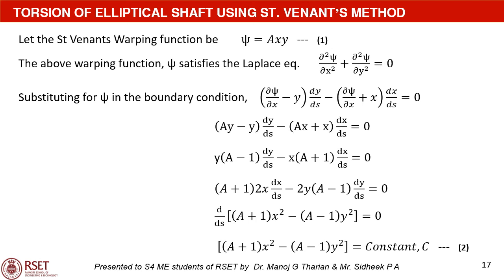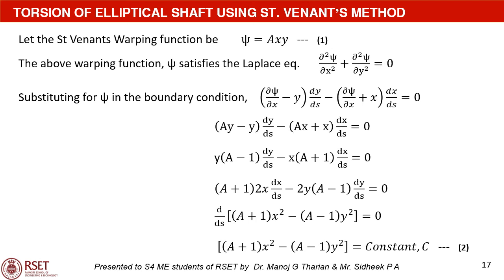Now, the warping function psi should satisfy the Laplace equation: del square psi by del x square plus del square psi by del y square. In the case of psi equal to A x y, we get del square psi by del x square equal to del square psi by del y square equal to 0. Thus, the Laplace equation is satisfied.